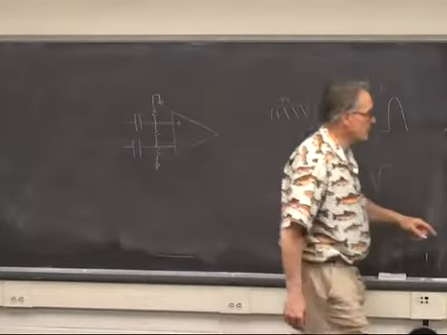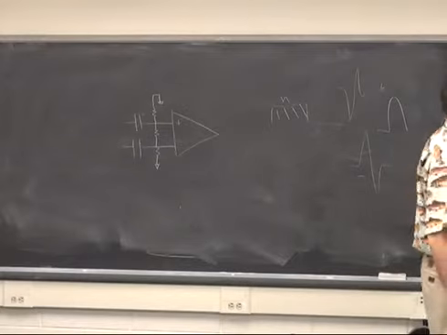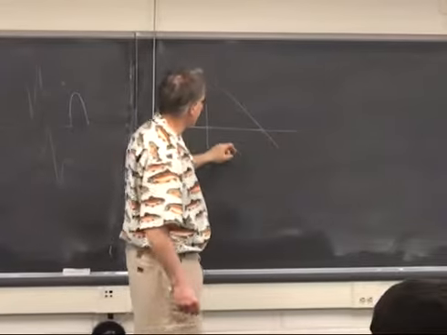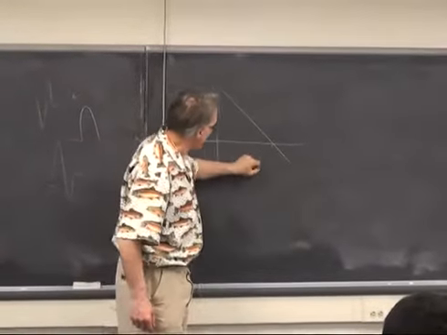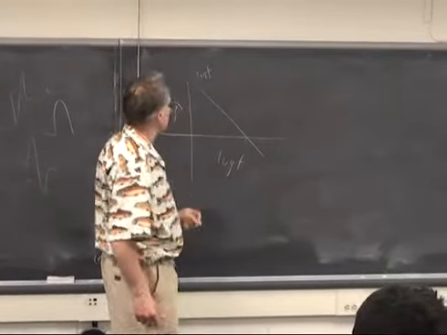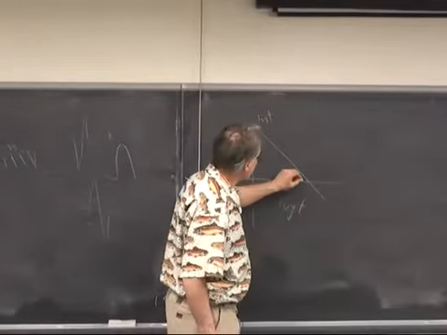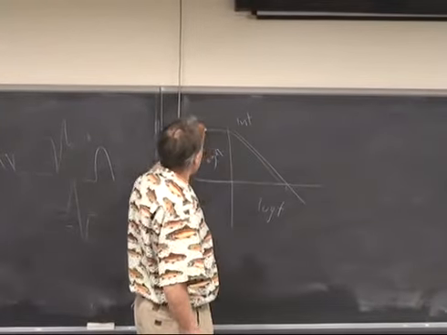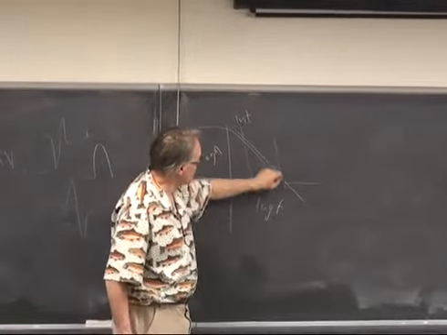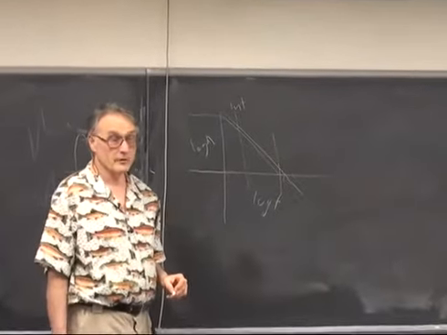So let's look at the Bode plot of, first of all, an integrator. A Bode plot of an integrator looks like this. This is log F, and this is log A, and this is an integrator. A low-pass filter looks like this, right? Therefore, for frequencies that are in the range of cutoff of the low-pass filter, the low-pass filter looks like an integrator.